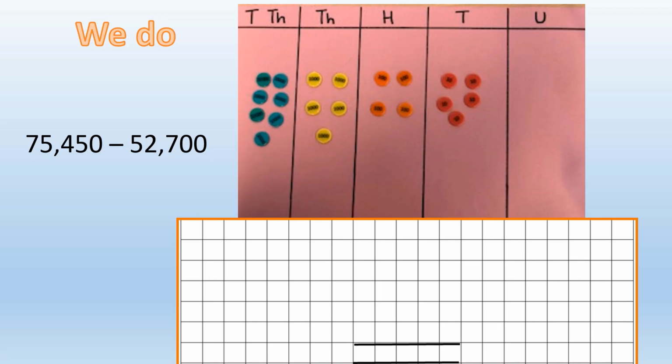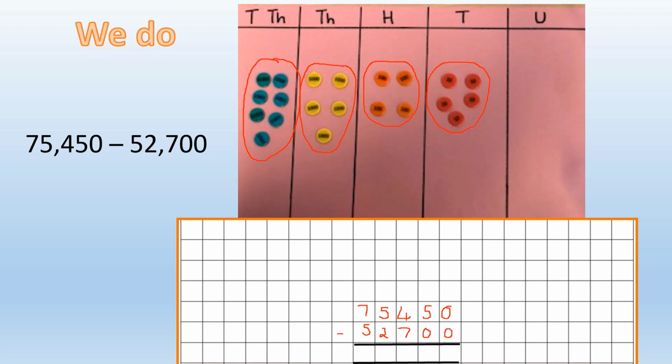Okay, we have 7 tens of thousands. We have 5,000, 400, 5 tens, and no units. Let's set that out first. 75,450, and we're going to take away 52,700.